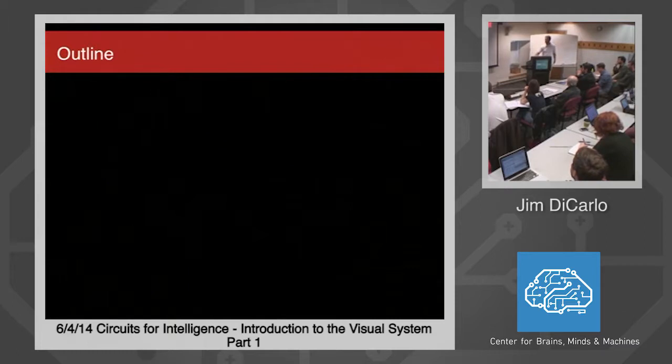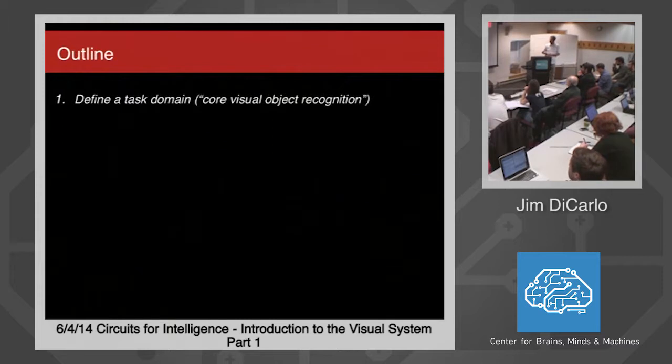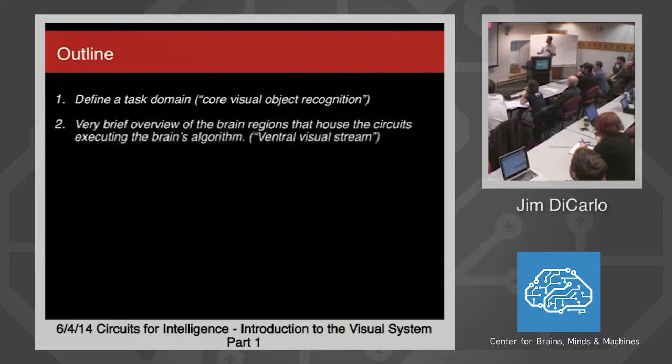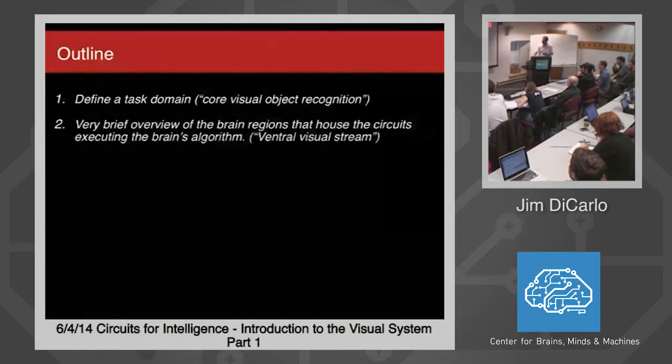Here's what I hope to take you through today. First, to define a complex visual task. My lab works on core visual object recognition, so I'll try to define that for you, but I hope some of what I tell you today is inspiring for those interested in other aspects of vision. I'm then going to give a very brief overview of the brain regions that house the circuits that execute the brain's algorithm. That's a series of visual areas called the ventral visual stream. For those who haven't seen that, I'll take you through that.